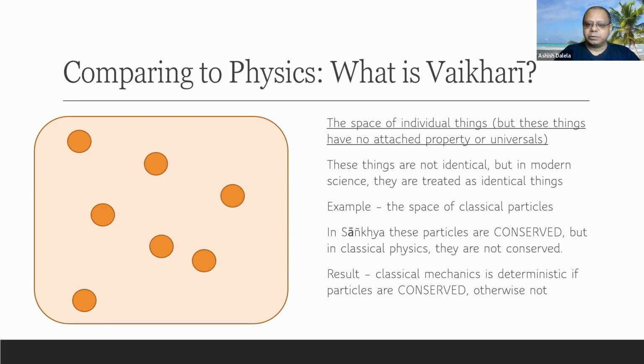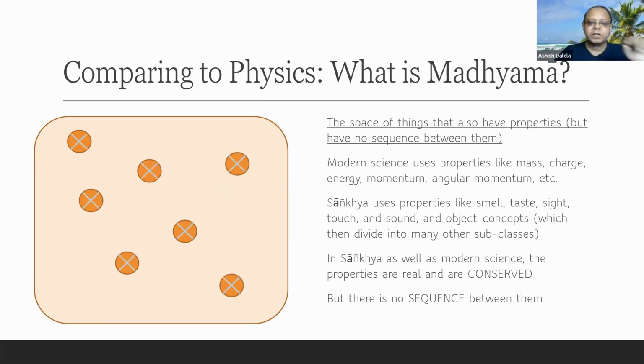So this is what we mean by Vaikari. Vaikari is where there are particles and they are conserved, which is different from classical physics, where there are particles and they're not conserved. Now what is Madhyama? Madhyama is our vision of saying that there are particles and they have properties, right? Modern science uses properties like charge, mass, momentum, energy, and so on. And Sankhya uses different properties called smell, taste, sight, touch, and each of these have many, many divisions. So there is a system of hierarchy of how properties themselves are constructed.